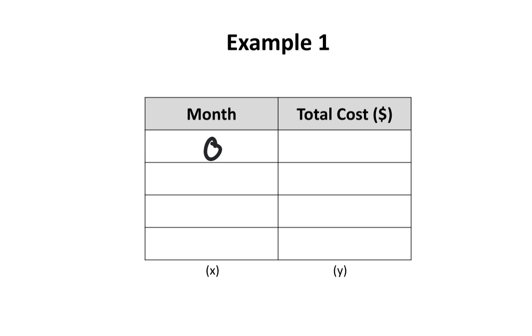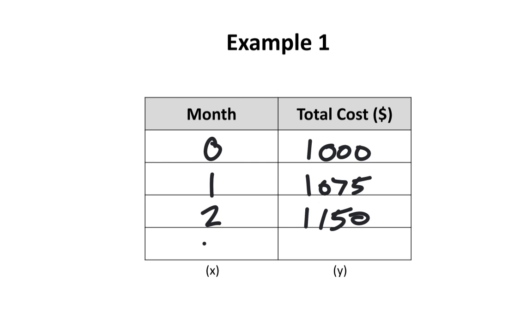Month 0 represents the start of the month. At the start of the month, you'll be purchasing your new iPhone for $1,000. After 1 month, you'll have to pay $75, which means you would have spent a total of $1,075. After 2 months, you'd have paid a total of $1,150. And after 3 months, you would have paid a total of $1,225. Obviously, you can continue this on for as long as you like.